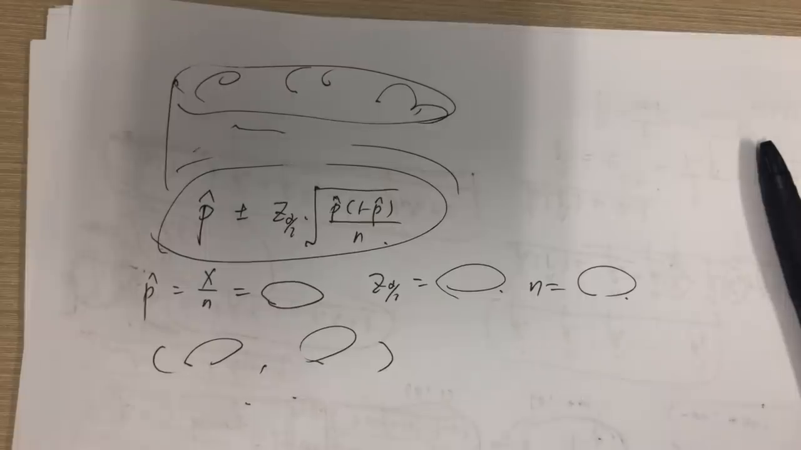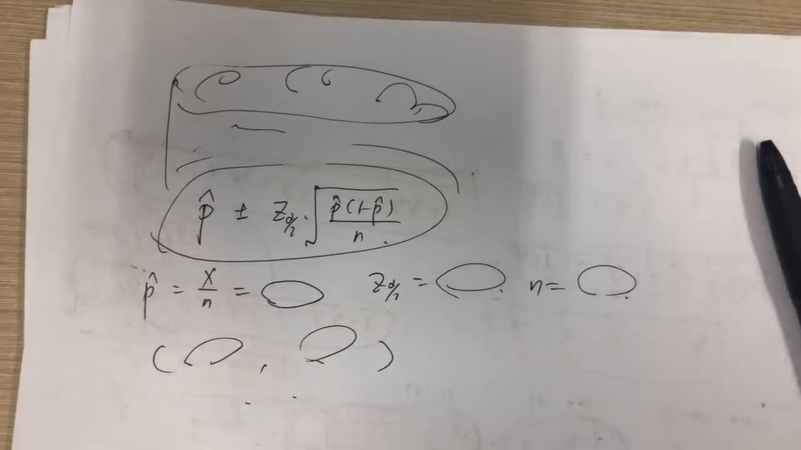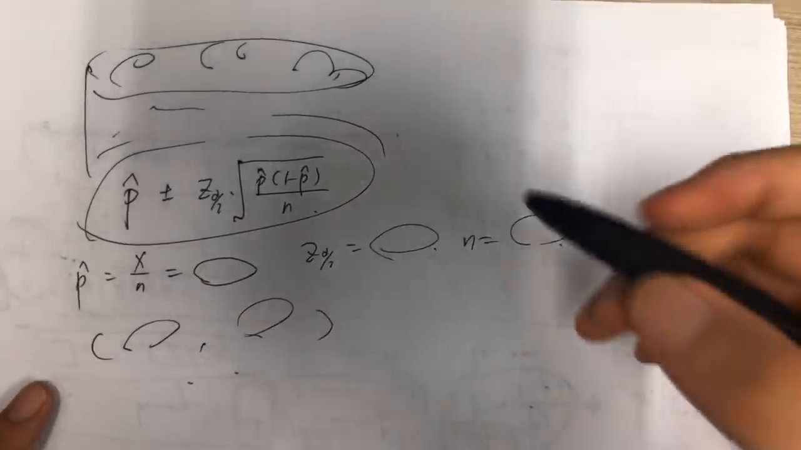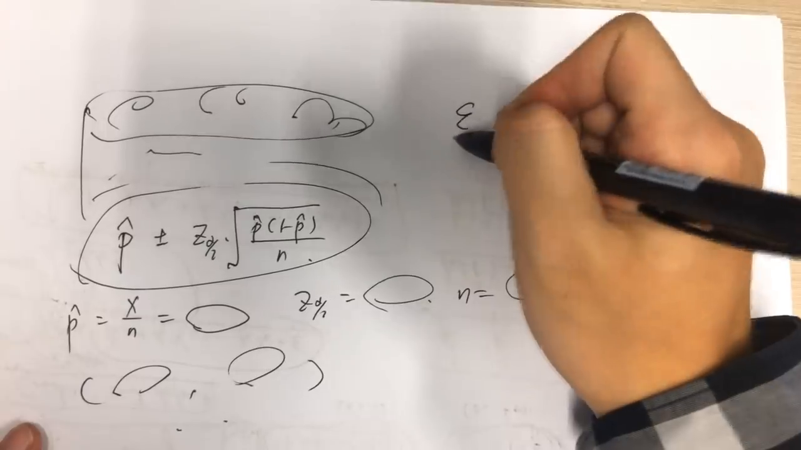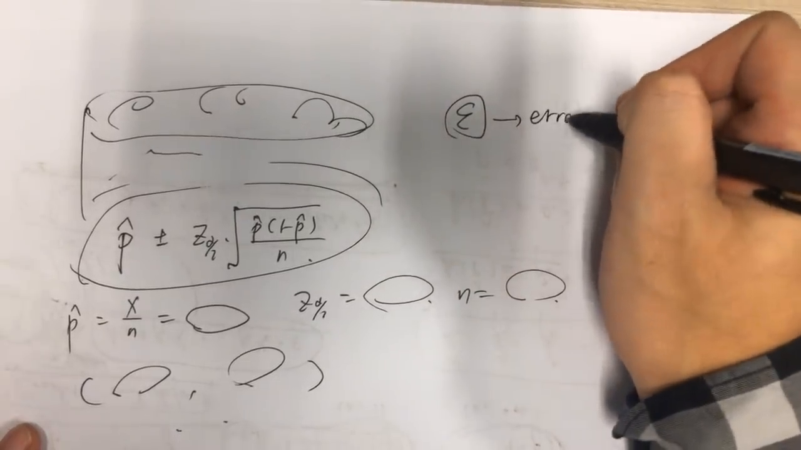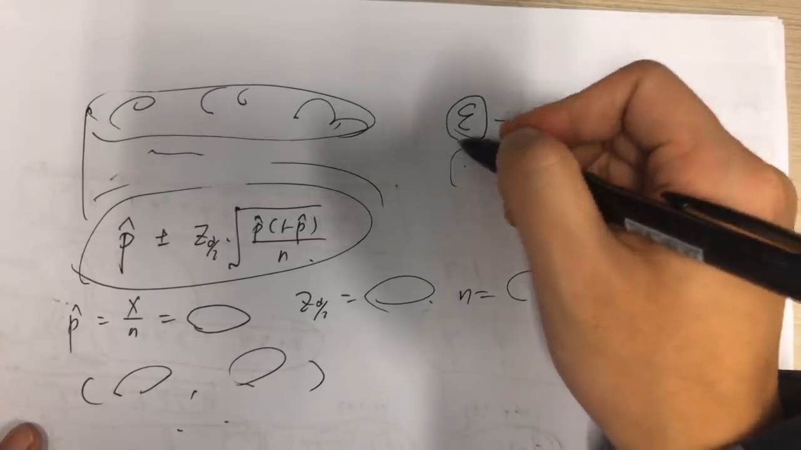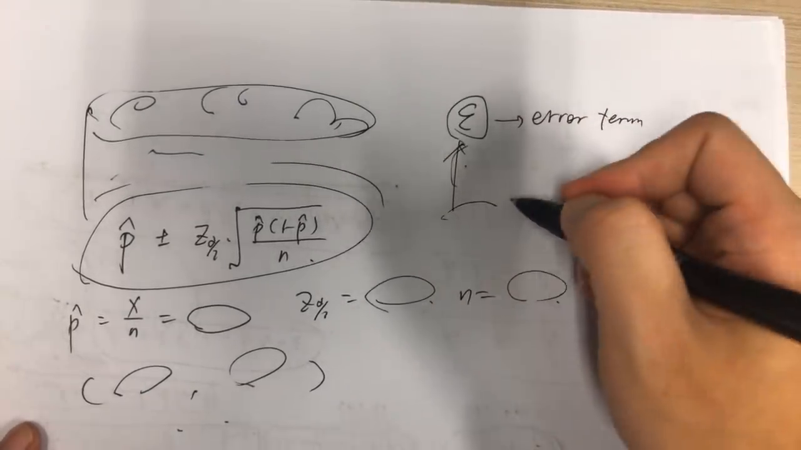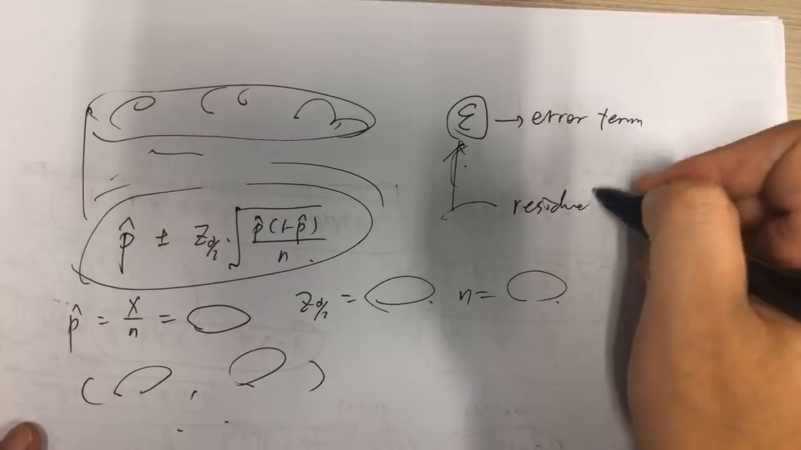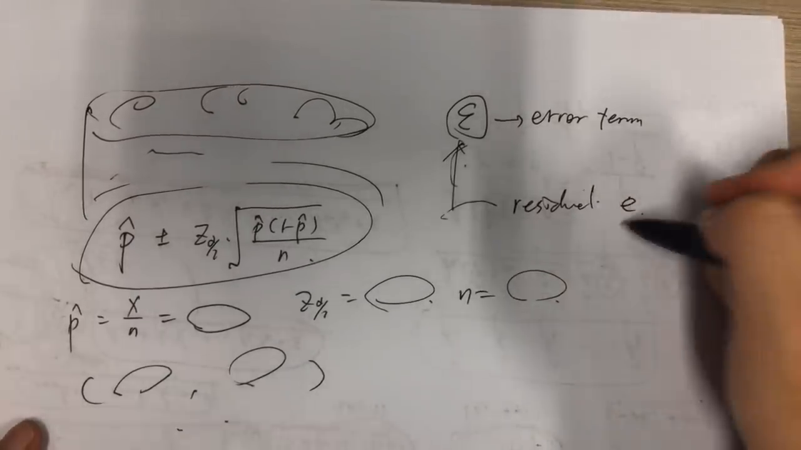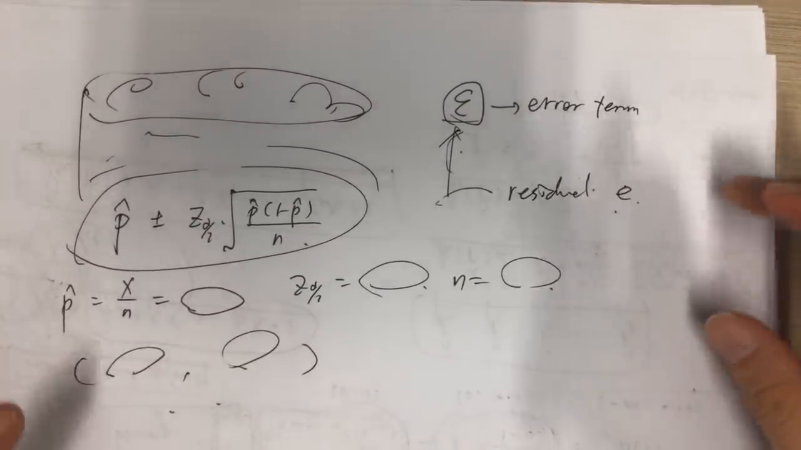Qijie Ding is asking, is the epsilon only for the population perspective and the residual for the sample perspective? You are absolutely correct. Epsilon is called the population error term, and the residuals are the observed error terms from our sample. So it's e, and this is the error term.